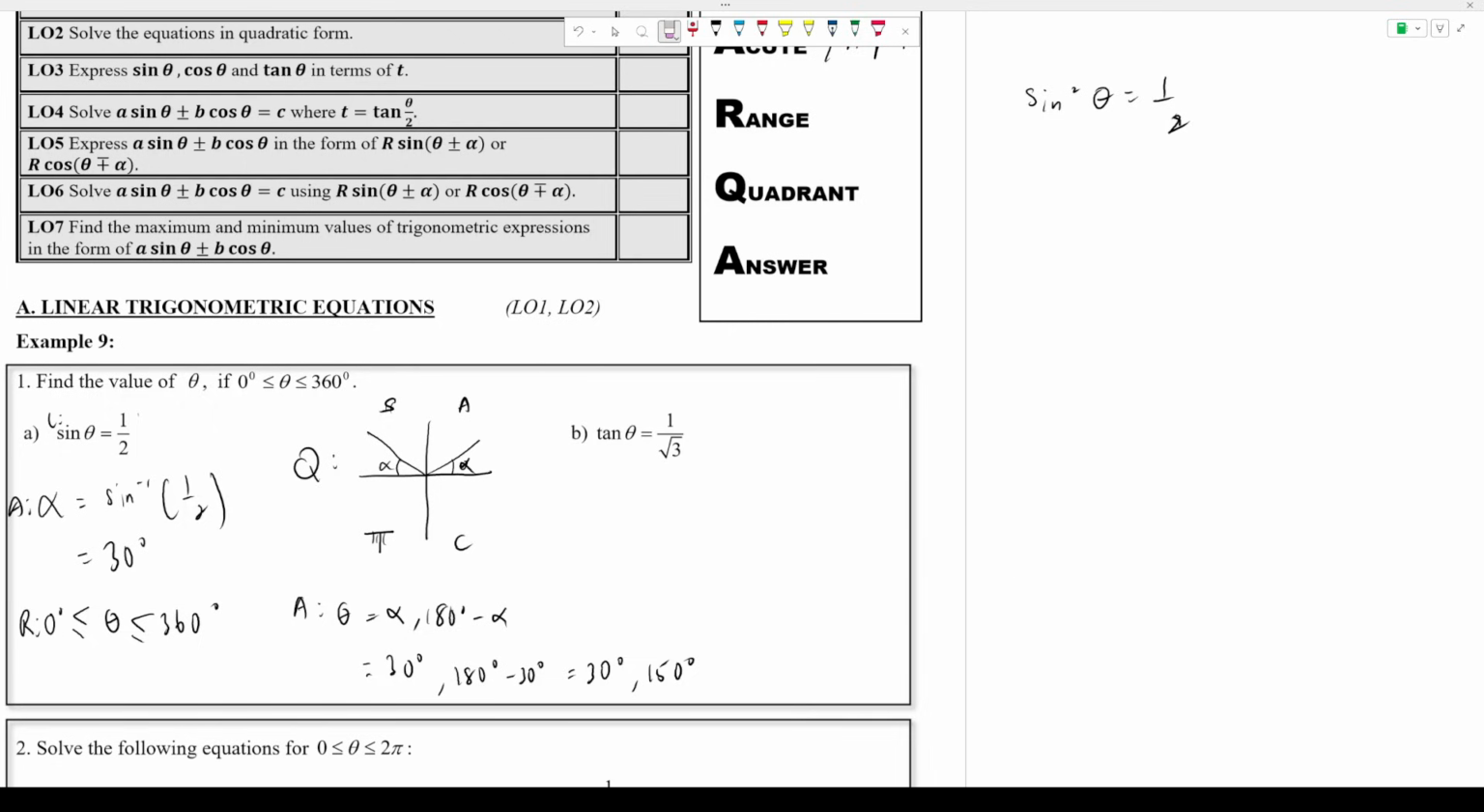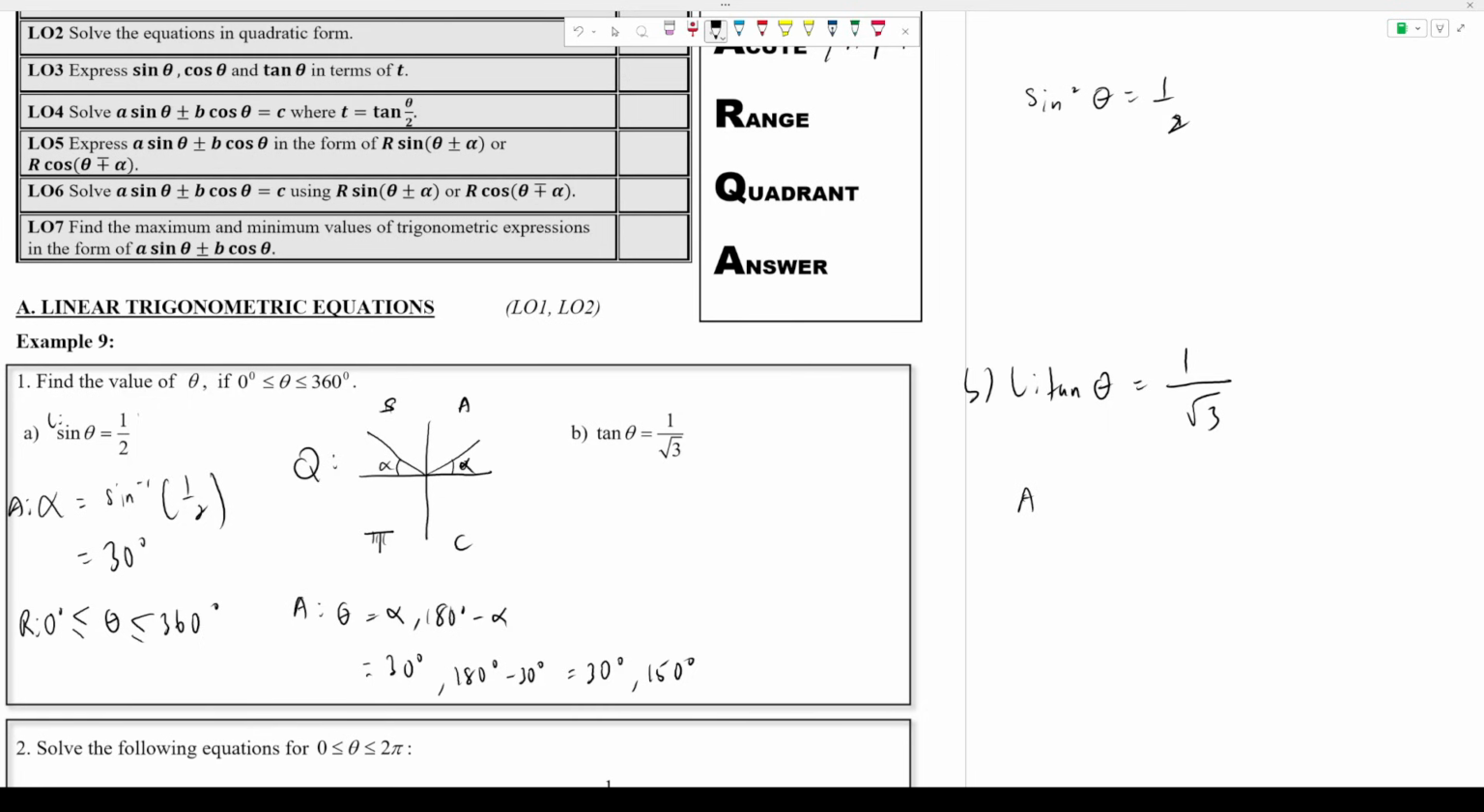So now, untuk B. Okay, so B kita nak solve. Tangent theta equals to 1/3. Okay, step dia sama je. First, linear. Make sure dia linear. And kamu tengok linear dalam bentuk sine, cos or tangent. And the equation is already in tangent form kan. So ini dah linear lah. Right? We don't have to do anything.